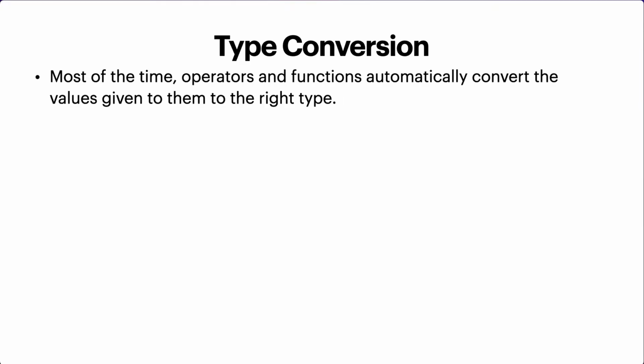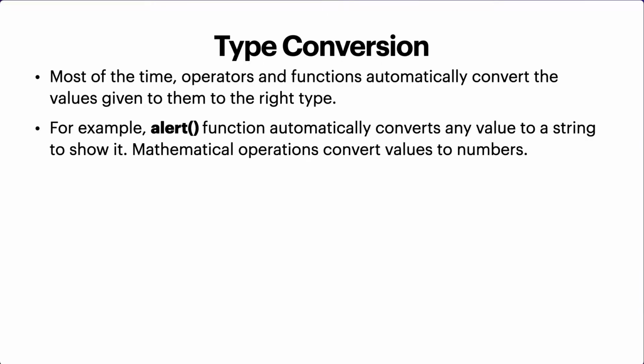Type conversion. Most of the time, operators and functions automatically convert the values given to them to the right type. For example, the alert function, which we haven't interacted with yet but will learn in upcoming lectures, is a JavaScript native function that automatically converts any value to a string to show it. What alert does is basically print whatever value you pass to it, but it converts it to a string, no matter if you pass it a number or a boolean or anything. Mathematical operations convert values to numbers.